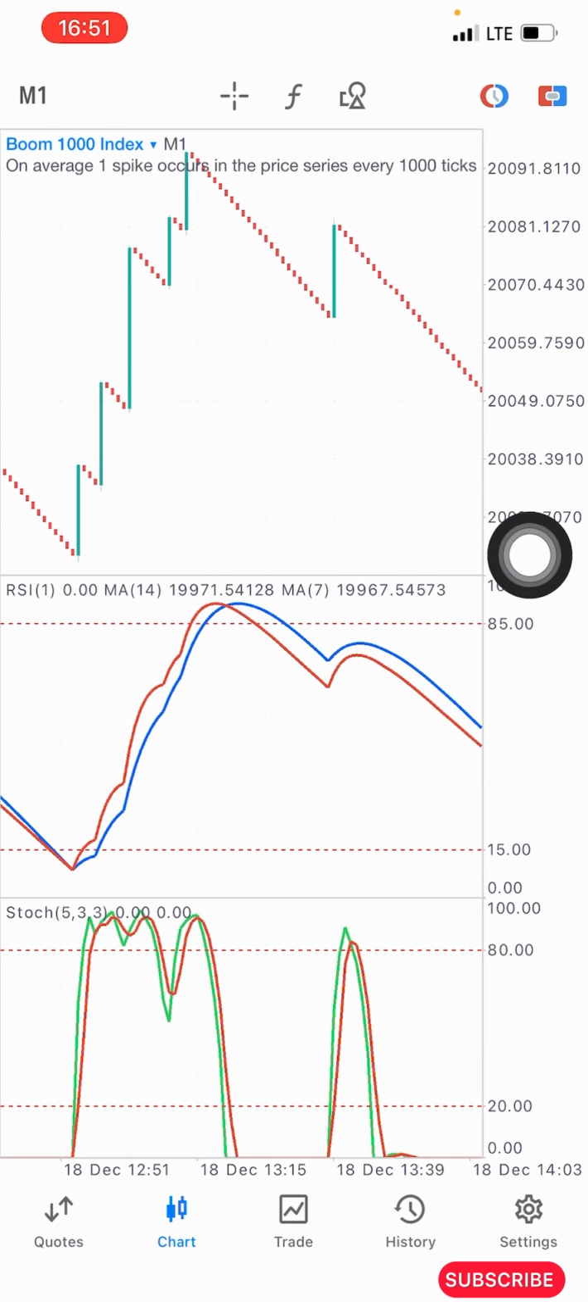Now with that being explained, how does the strategy work? It's a very simple strategy to understand.